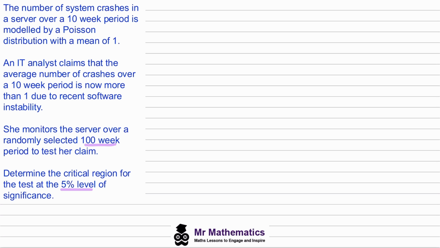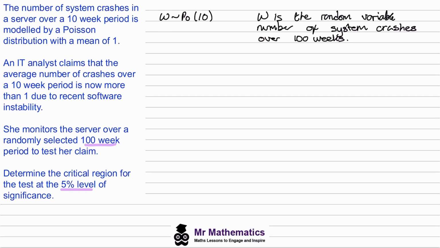So with questions like this, the first thing we need to do is to state our model. We'll say W, our random variable, is distributed with a Poisson. Now for lambda, if the mean of a 10-week period is 1 crash, and our trial is based over 100 weeks, then lambda will be 10. So that will be 1/10 of the 100 weeks. And now we need to define this random variable. So I'll say that W is the random variable, the number of system crashes over 100 weeks.